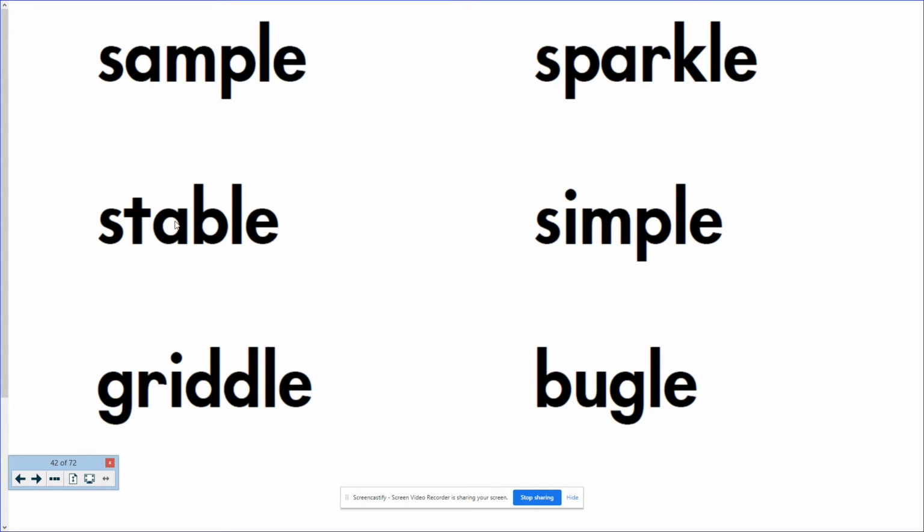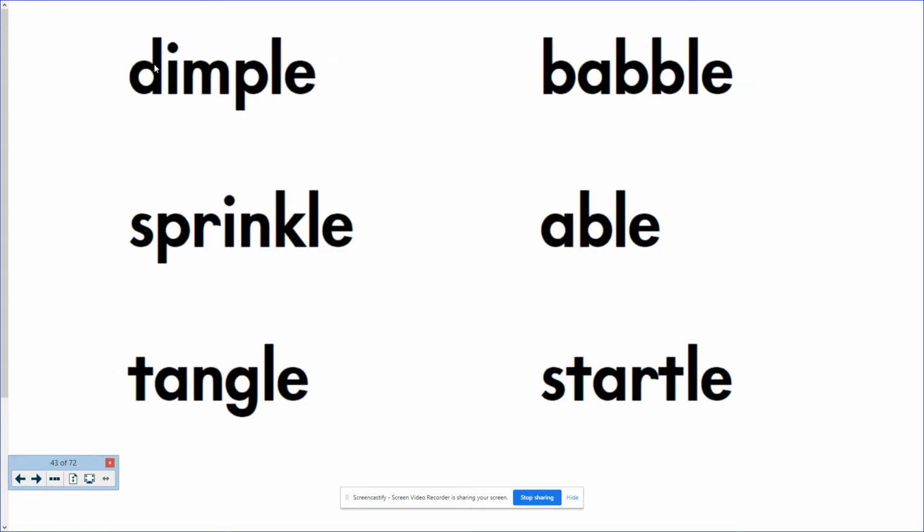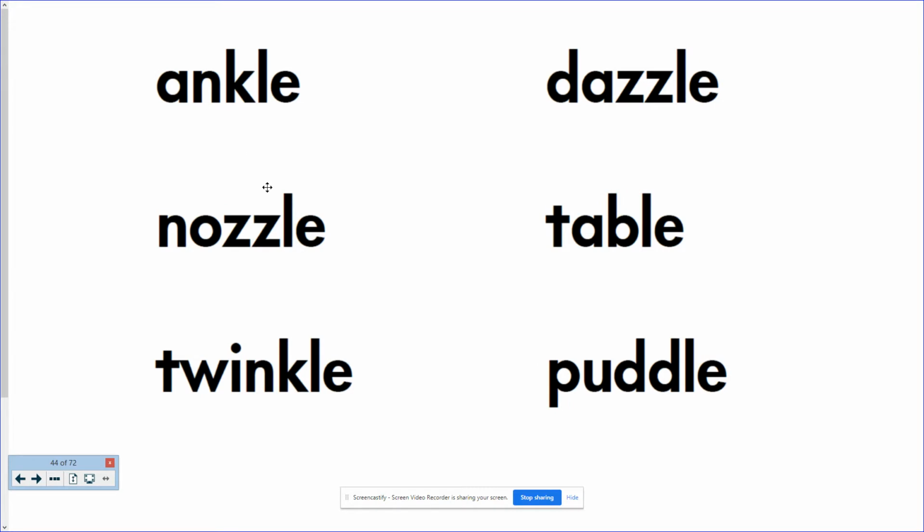Sample, stable, griddle. Sparkle, simple, bugle. Dimple, sprinkle, tangle. Babble, able, startle. Ankle, nozzle, twinkle, dazzle, table, puddle.